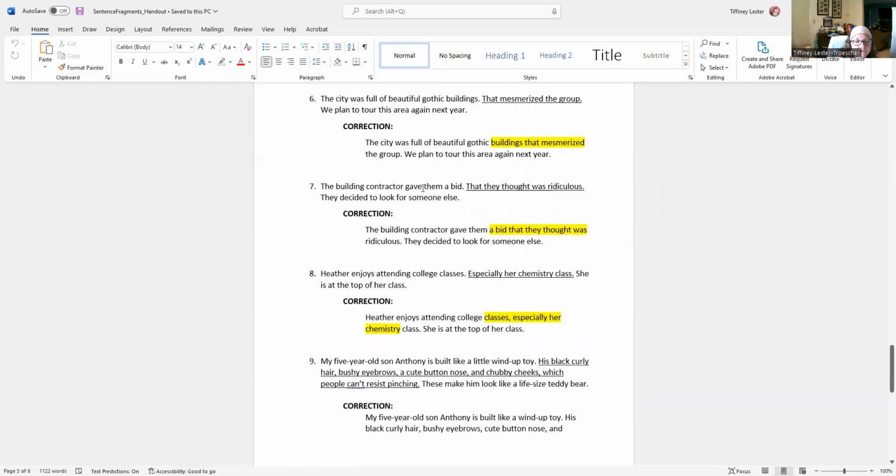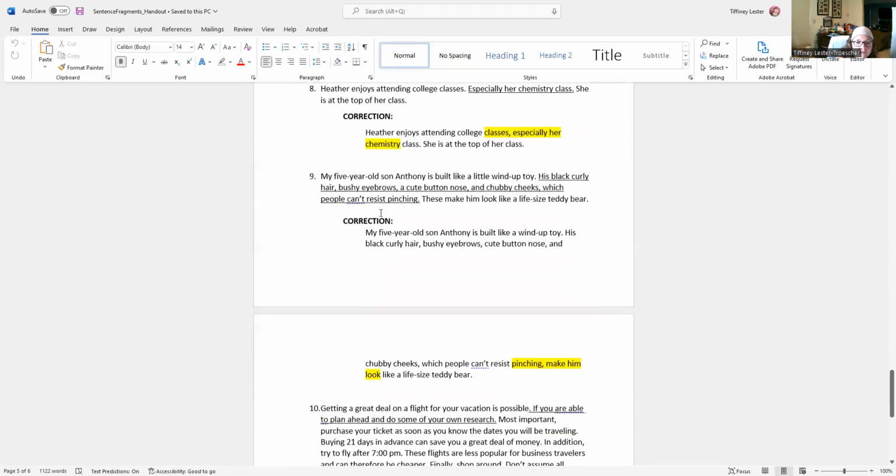The building contractor gave them a bid. That they thought was ridiculous. They decided to look for someone else. All right. That has turned it into a dependent clause. It has to be connected in some way. What was ridiculous? The bid. So we want it to be connected to this sentence, right? The building contractor gave them a bid that they thought was ridiculous. They decided to look for someone else.